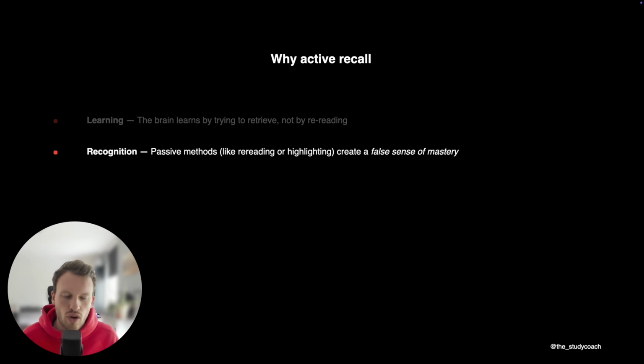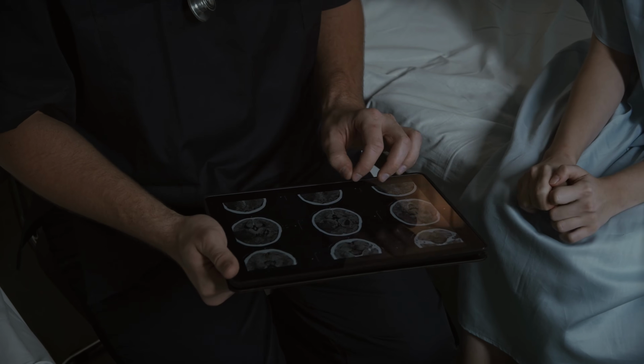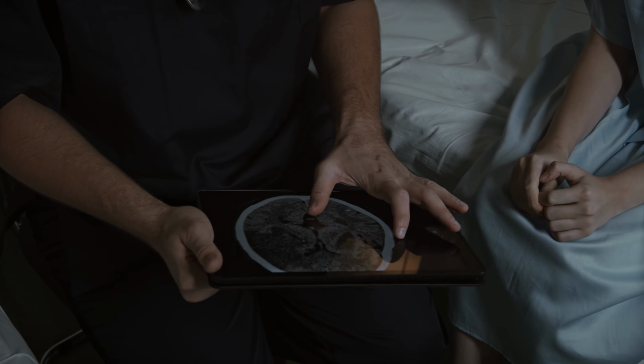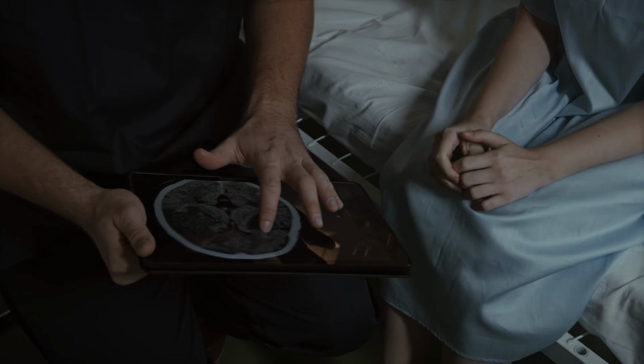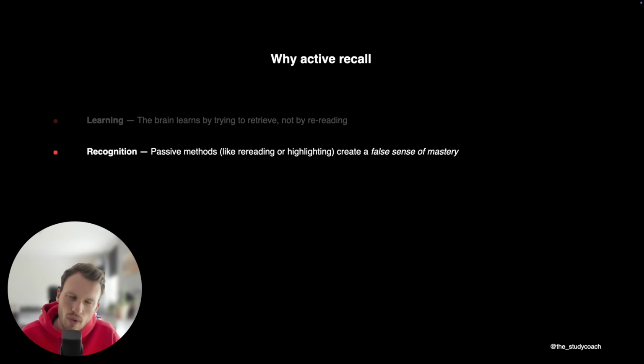Secondly, there's this trap of recognition. Passive methods like rereading or highlighting create a false sense of mastery. What does that mean? You probably think while you're reading that slide again or while you're reading that book again, oh, I recognize this. And yes, your brain is great at recognizing information, but it doesn't mean that you actually know, understand, and are able to apply the information. That's a whole different ballgame.